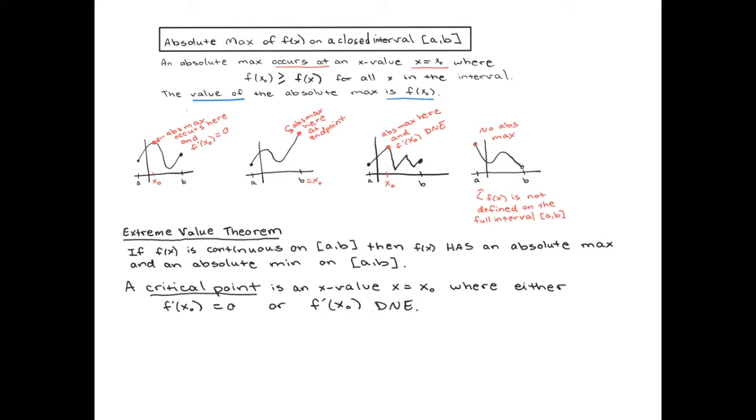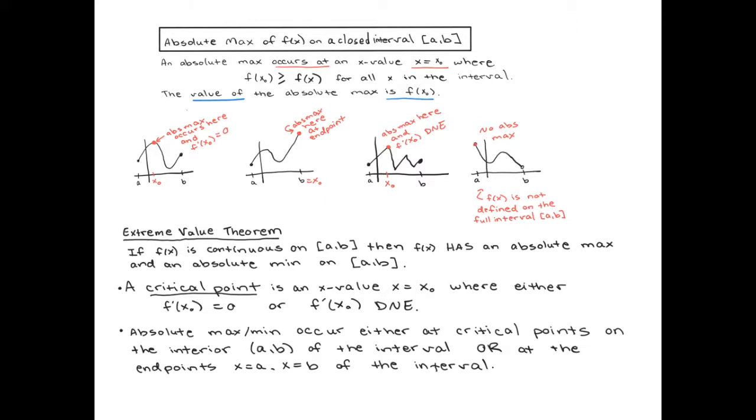Let's focus in on these pictures where they do exist, and what you'll notice is that the absolute maximum occurs in only three cases. Either the first derivative is zero, or the first derivative doesn't exist, or the max occurs at one of the endpoints. And you can check this out for the min values too. The minimum of the graph could occur where the first derivative is zero, or it could occur at a kink in the graph, or it could occur at one of the endpoints.